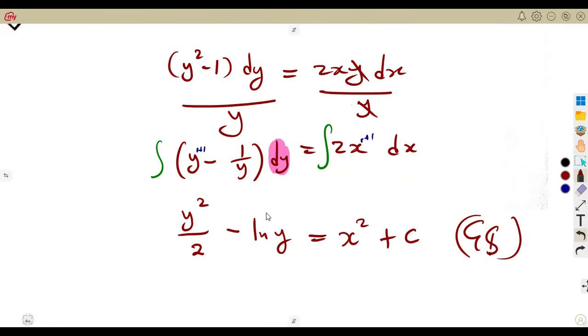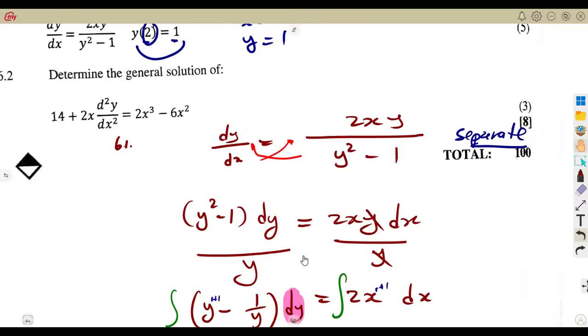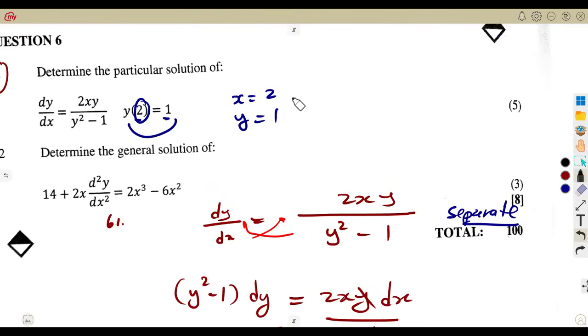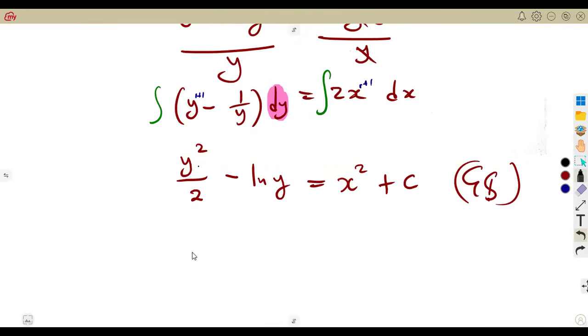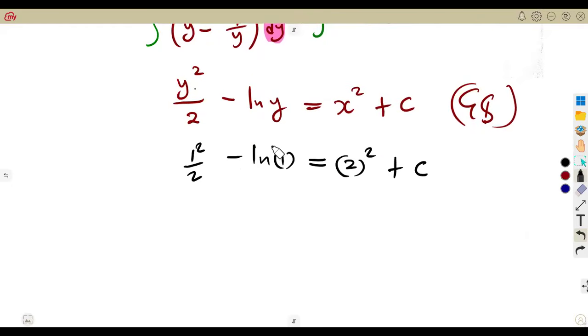But they do not want us to determine the general solution. They want you to have the particular solution. That is where these values now play a role. Substitution of these. Where x is, you put a 2. Where y is, you're going to put a 1 and calculate the value of c. So we saw that y is 1, so 1 squared over 2 minus the ln of 1 is equal to x was a 2. So that's 2 squared plus c. Knowing that the ln of 1 is 0, you're going to get 1 over 2 equals 2 squared, which is 4, plus c.